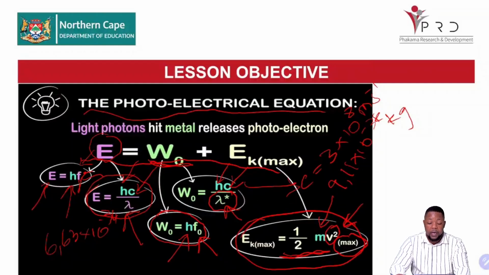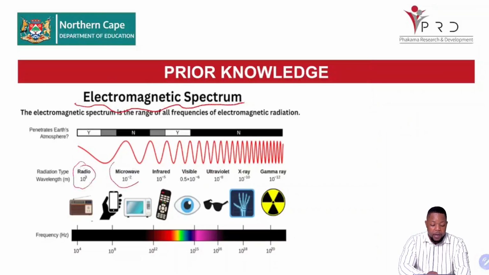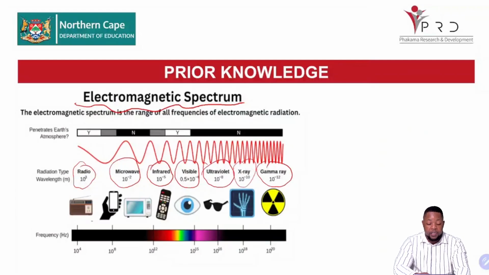Now, what is the prior knowledge that is needed for this lesson, for you to fully understand this lesson? You will recall that in grade 10, you have studied the electromagnetic spectrum, and within the spectrum, you will remember that there are radio waves, there are microwaves, there's infrared, there is visible light, there is ultraviolet light, X-rays, and gamma rays. And all of these electromagnetic spectrum waves, they differ in terms of their frequency and also in terms of their penetrating ability.